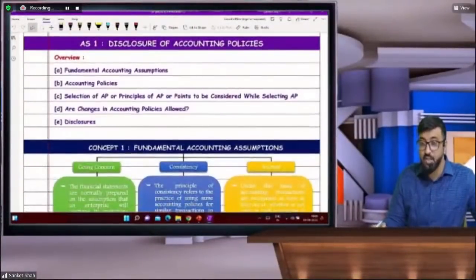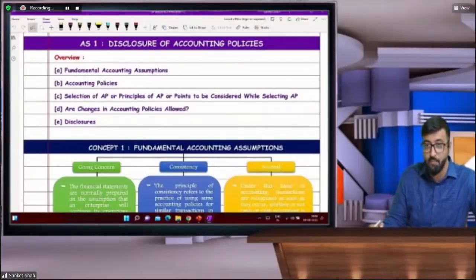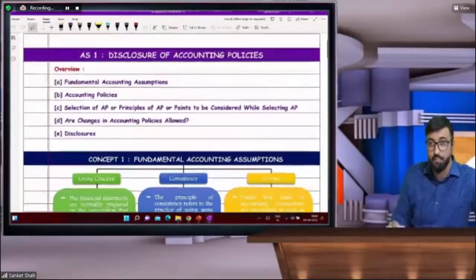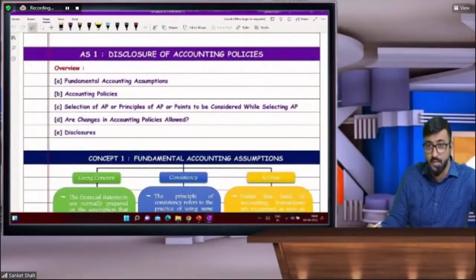In the last session, due to some technical problem, I couldn't conduct the session. But today we are going to see accounting standard number 1, that is disclosure of accounting policy. And if time permits, we will continue with accounting standard 2. And in the next session, we are going to start with accounting standard 10 or 11. Chalo, so let's start. Disclosure of accounting policies.